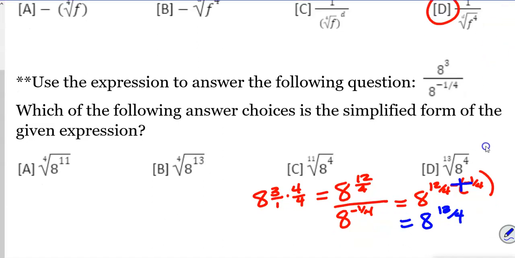So now we want to go ahead and put this in radical form, right? So we're going to take our base, and that's going to be our radicand, and we're going to take our denominator, and it's going to be our index, and then we're going to take our numerator right here, and it's going to be our what? Power. Yep. So which one of those looks like that? The 4th root of 8 to the 13th. So that's our B. Okay?